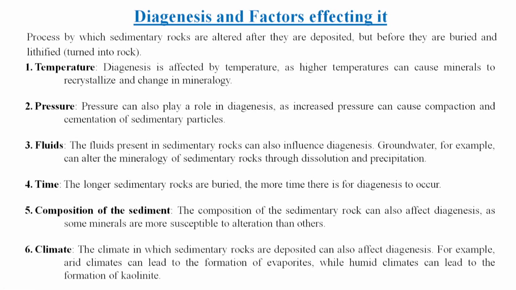So diagenesis is controlled by temperature, pressure, fluids, for example groundwater that can flow within the deposited sediments, time, how long the diagenesis process is going on, composition of the sediment, and also the climate in which the diagenesis is taking place. In an arid climate you might get evaporites, or in a humid climate you might get some formation of kaolinite, which is a clay mineral.